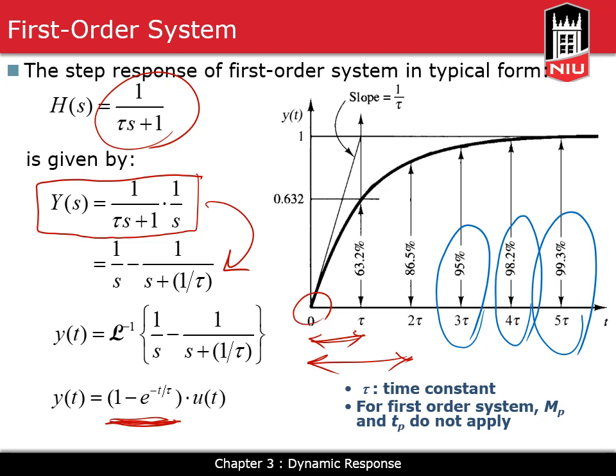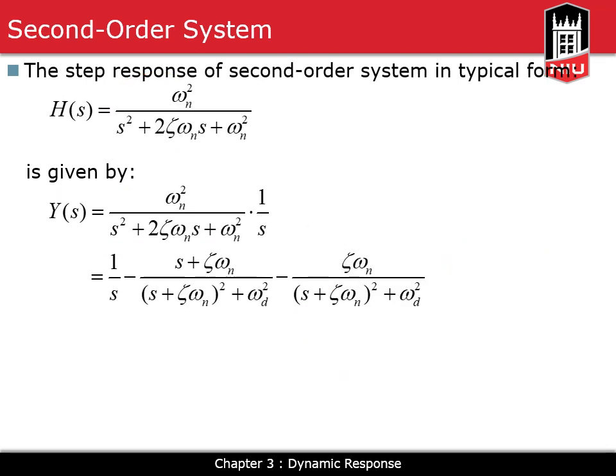The next slide, this was for the first order transfer function. Next, we'll talk about the second order transfer function and see where we can get that tau, the time constant. So we don't have the formula for settling time yet. Here's the standard second order transfer function.